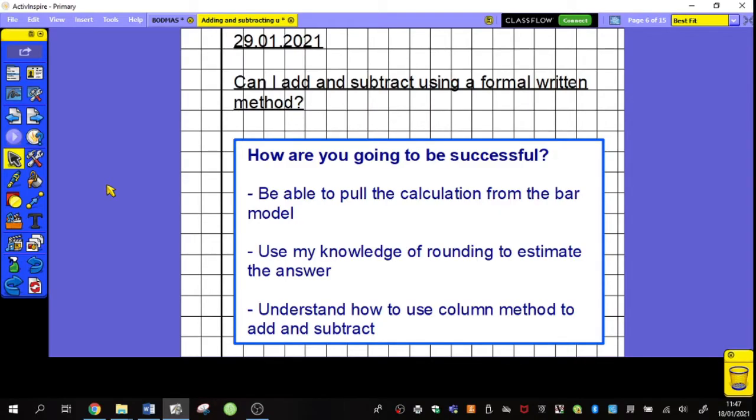Right, today we're going to be adding and subtracting using a formal written method. To be successful, you're going to be able to pull the calculation from a bar model, or deduce a calculation from a bar model. You're going to use your knowledge of rounding to estimate the answer, and then you're going to understand how to use column method to add and subtract.